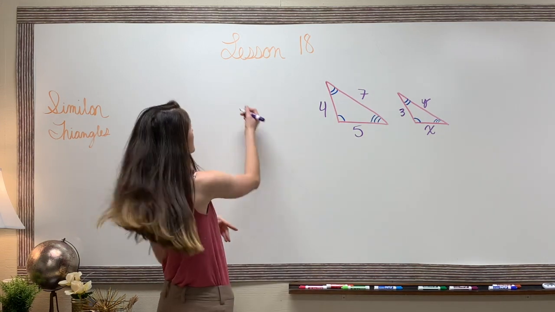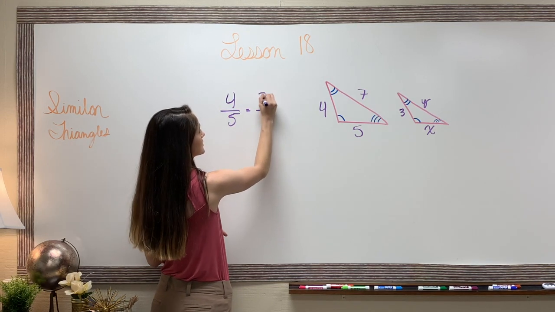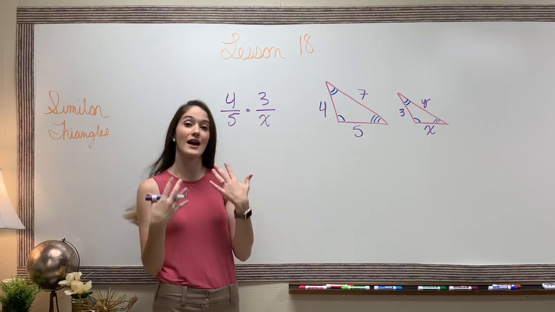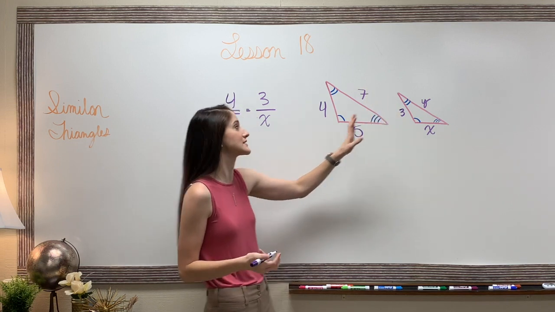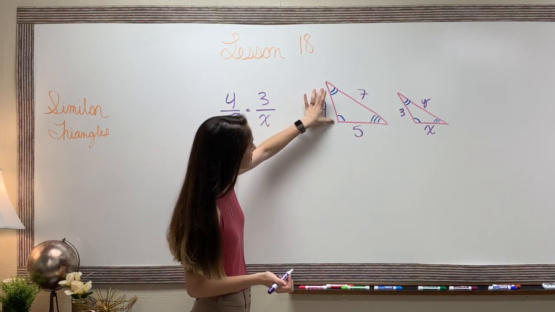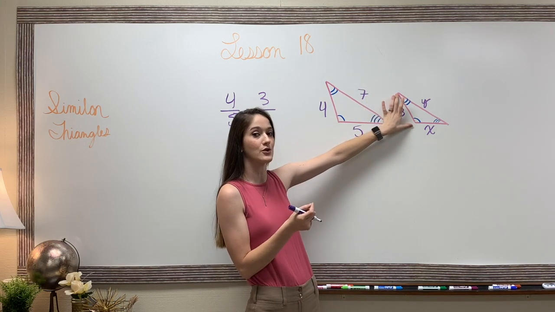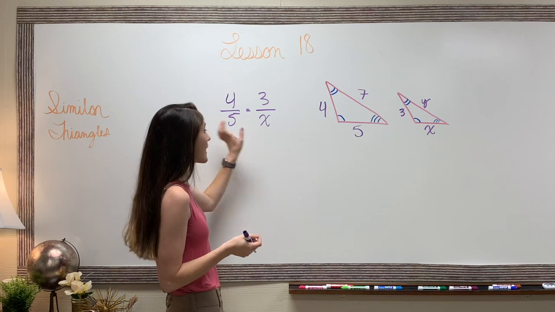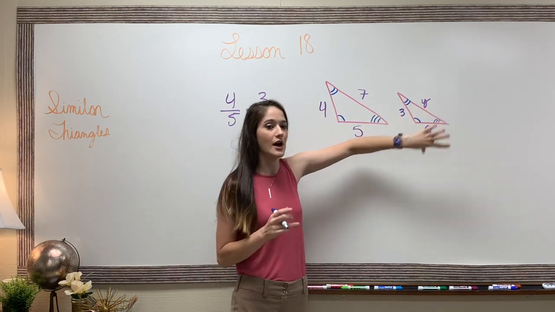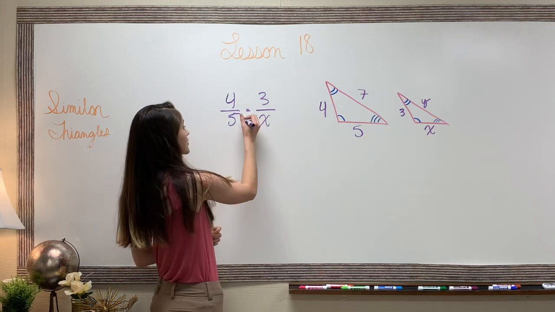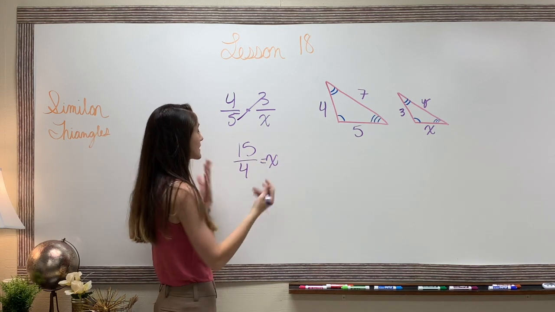So I can set that up. 4 over 5 is equal to 3 over x. And I have to make sure that as I set this up, that I am staying consistent with my setup. So if I'm referring to this side for my numerator, I have to go to that same location for the other triangle for my second fraction. And so if 5 is going to be my denominator, I have to go with the same side on the other triangle just to keep this accurate. And then we're going to cross multiply, so 15 divided by 4 equals x, and we're done because that doesn't reduce any further.